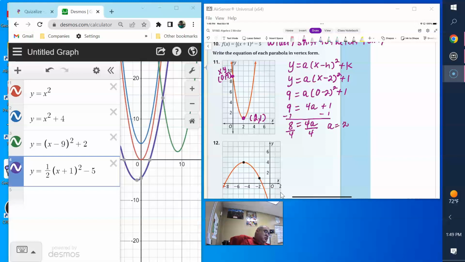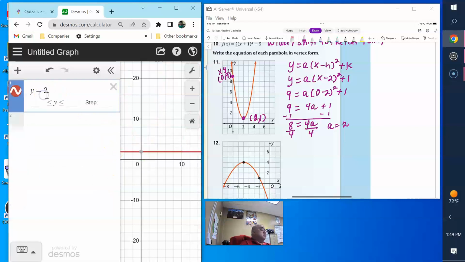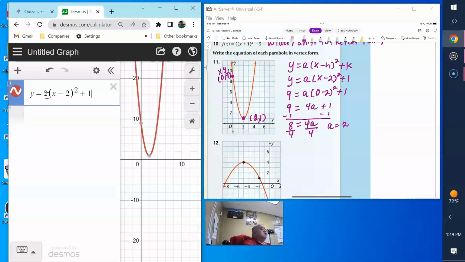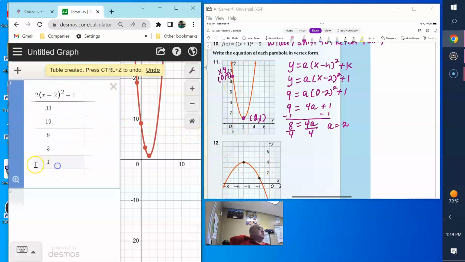So a equals 2. So if you want to check if we did it correctly, all you would have to do is type in 2. So you're going to write 2(x minus 2) squared plus 1. And if you want to see if these 2 points are on this graph here, you go to the table, and we have (0, 9), and we also have (2, 1), so we did it correctly.